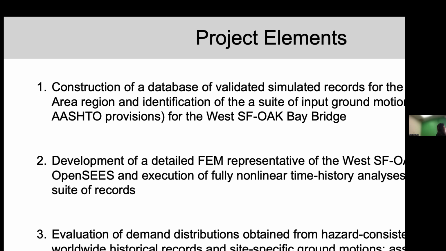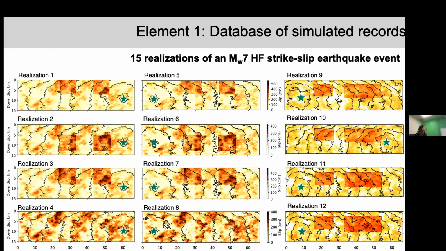Now, I will briefly walk through all these elements and summarize what we have accomplished. And then I will spend some time talking about the recent results from our nonlinear dynamic simulations. Okay, so for element 1, it's the construction of a database of simulated records.